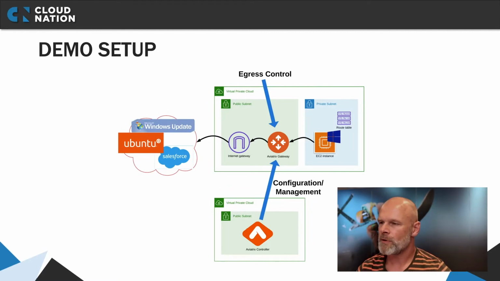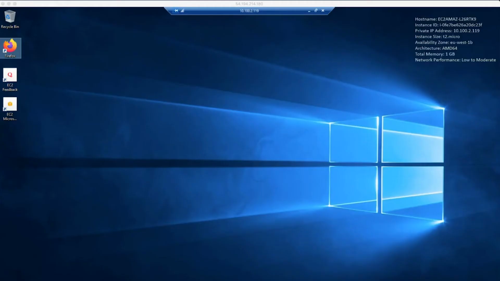Now on the right, in a private subnet, I have an EC2 instance representing a regular AWS workload. This subnet is associated with a route table which has the Aviatrix gateway as its default route. So this way, through the controller, I can now enable additional services like egress control. Now let's start a demo and go to the EC2 instance.